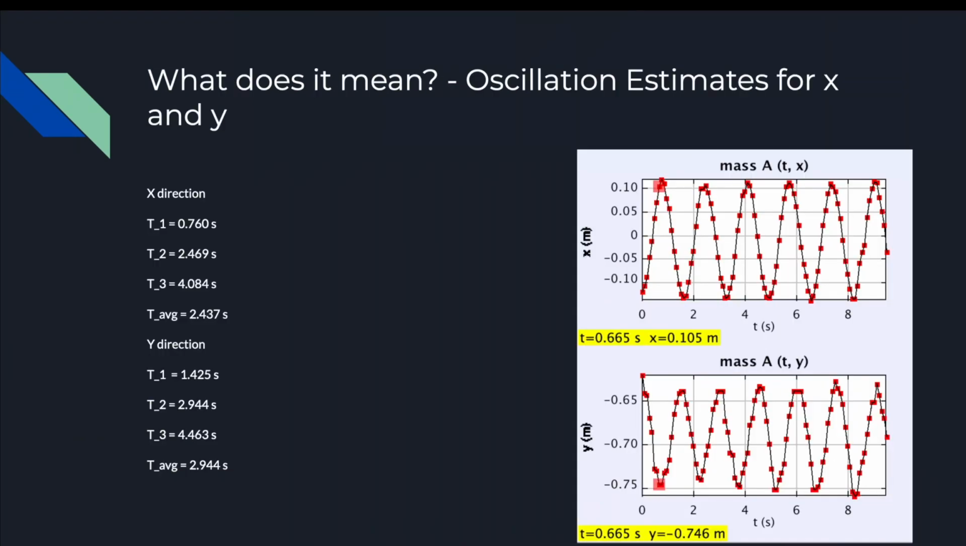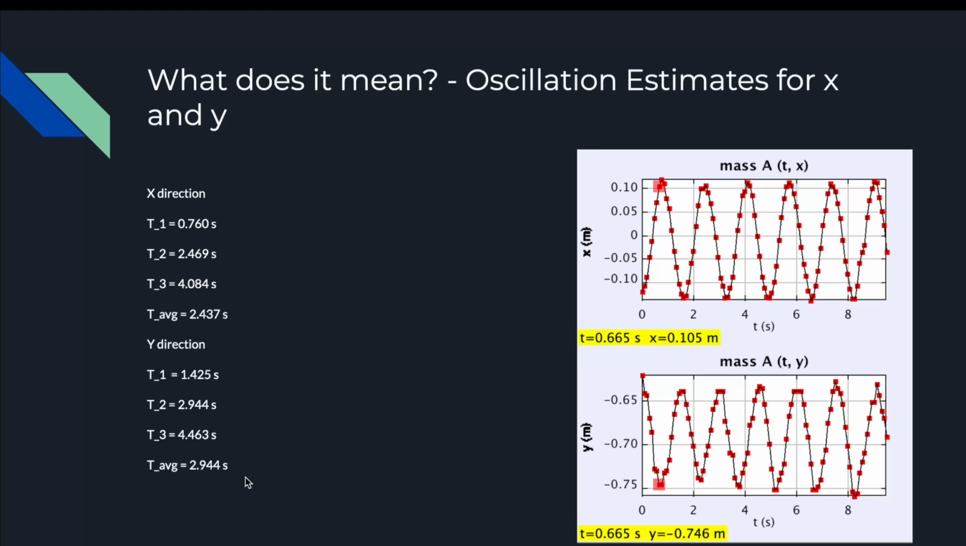So what does this mean for the oscillation estimates for x and y? I got the period of oscillations by looking at the x and y graphs and finding the peaks between each interval, and then I averaged the three time intervals. For the x direction it is 2.437, and for the y direction it is 2.944.